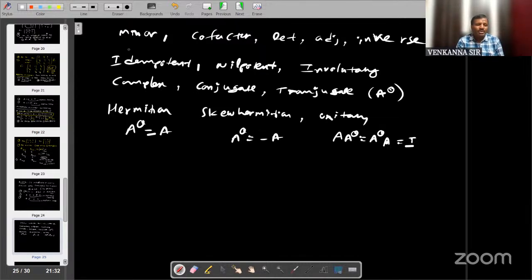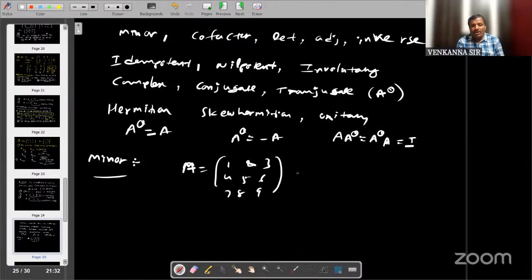Here coming to the next one, minor. Minor, cofactor. How to calculate the minor for the matrix A? See, 1, 2, 3, 4, 5, 6, 7, 8, 9 is there. How to calculate the minor of 2? Delete the row and column of that particular element. Rest of the elements 4, 6, 7, 9. How much is the determinant value? 36 minus 42, minus 6. That is the minor of the 2.